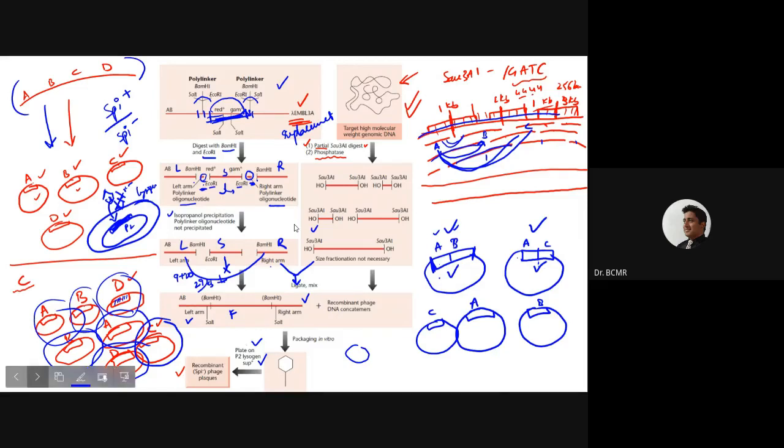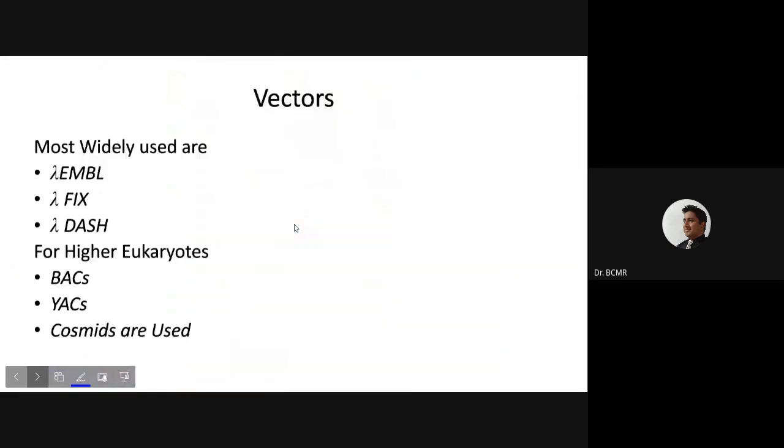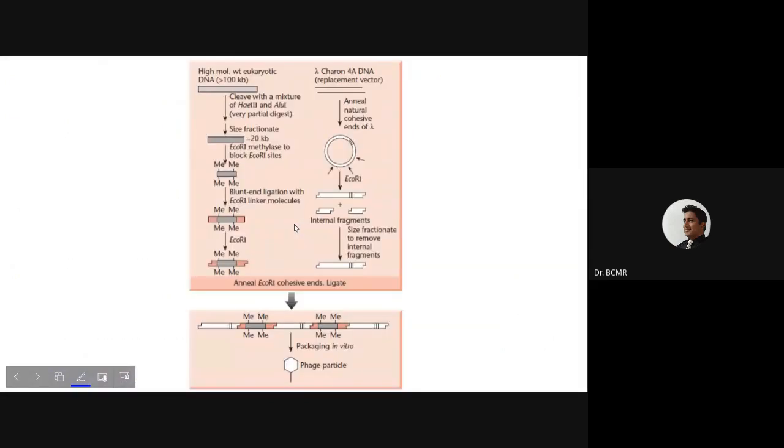Okay. We will also see one more aspect. I like this one too for one reason. This is called lambda Charon 4A. This is also a lambda-based vector. It is a replacement vector. So in this case, we take high molecular weight DNA, and we are cleaving with a mixture of HaeIII and AluI. And you're doing partial digest for the same reason as what we did before. And then you do size fractionation.